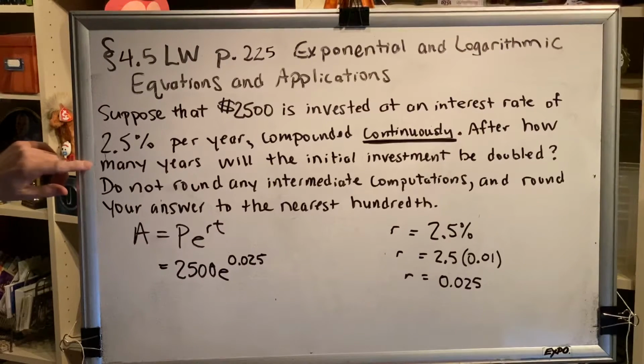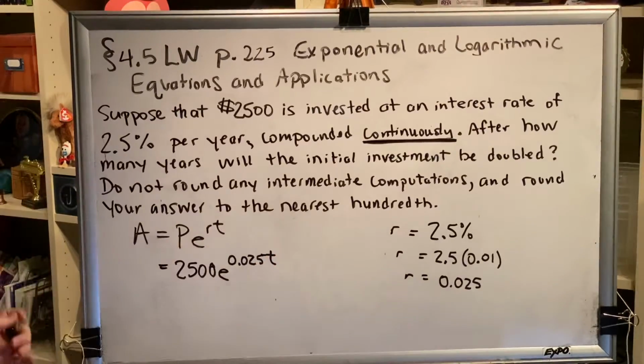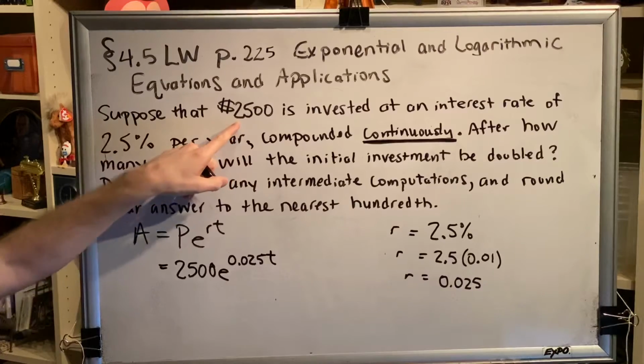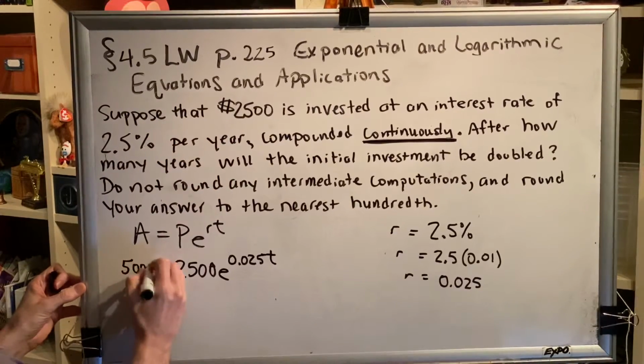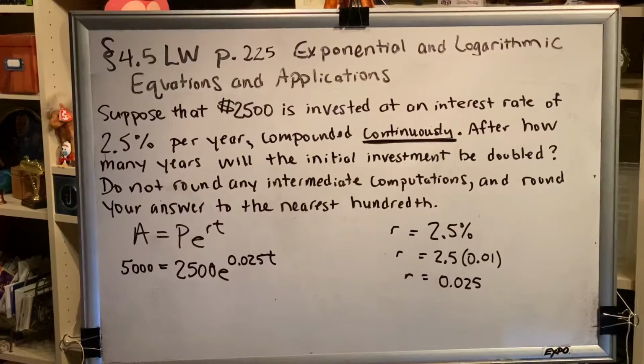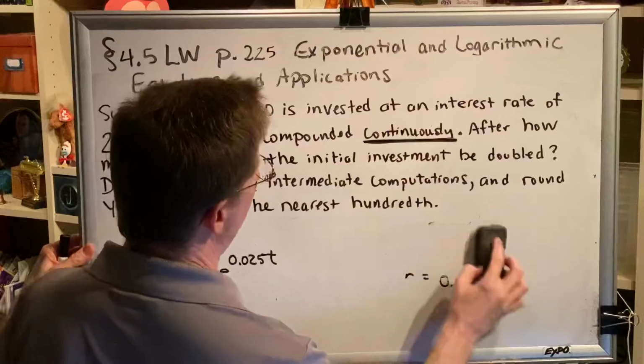After how many years will the initial investment be doubled? So the question is after how many years? That's t. t is the unknown. And it says the investment will be doubled. Well, doubled means multiplied by 2. $2,500 times 2 is $5,000. So that's A, the amount of money in the future. Okay, great. Now all we have to do is solve this equation for t.